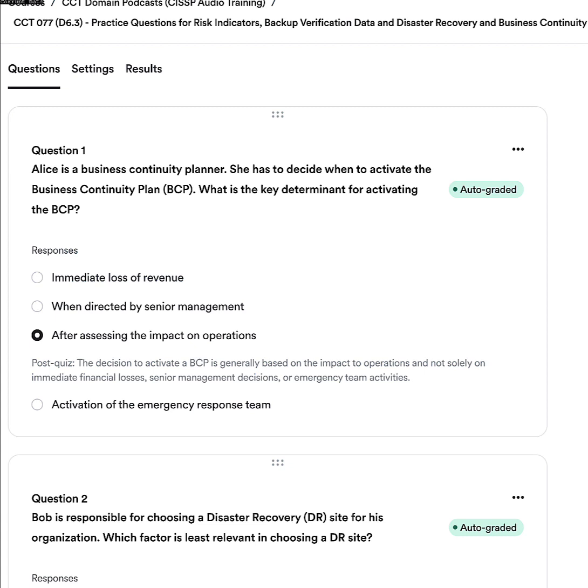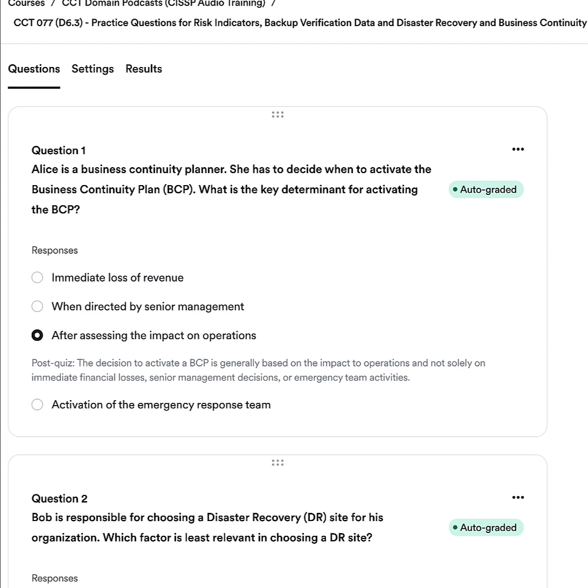Okay, so question 1. These are scenario-based questions. Alice is a business continuity planner. She has to decide when to activate the business continuity plan. What is the key determinant for activating a BCP, or business continuity plan? A, immediate loss of revenue. B, when directed by senior management. C, after assessing the impact on operations. Or D, activation of the emergency response team.